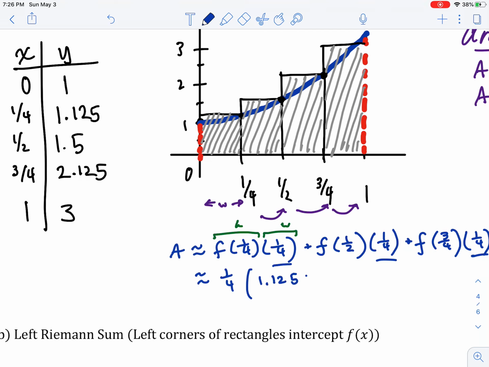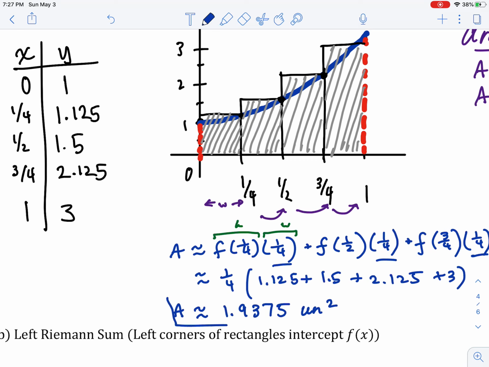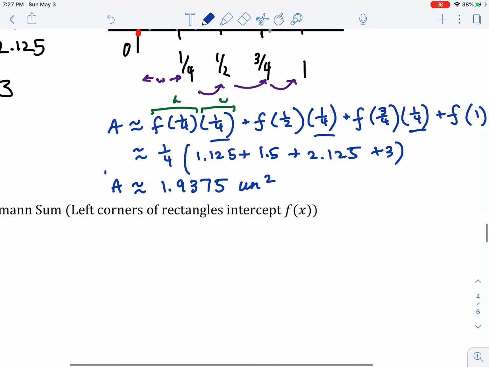So we've got 1.125. That was our first height. Then 1.5 plus 2.125, and then 3. And doing some calculating here, we can say that the area underneath this curve is approximately 1.9375 units squared, since we're talking about an area. So that's what we have approximately, okay?